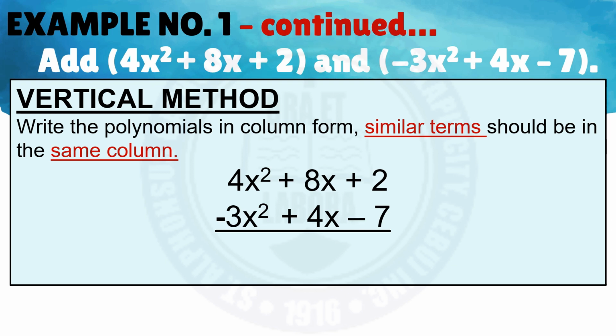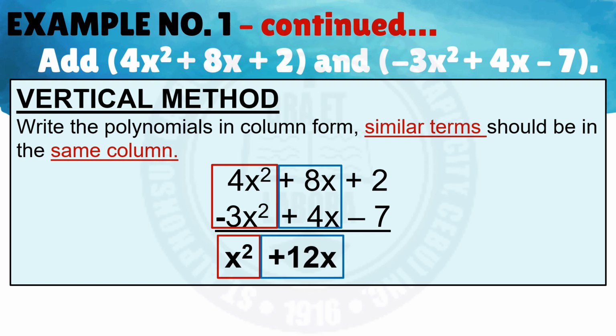So add 4x squared and negative 3x squared. Or just simply add the numerical coefficients, which are 4 and negative 3, and it is equal to 1. Then copy x squared. So the answer is 1x squared, or simply x squared. In 8x plus 4x, add the numerical coefficients 8 and 4. And the answer is 12. Copy x. So the answer is 12x.